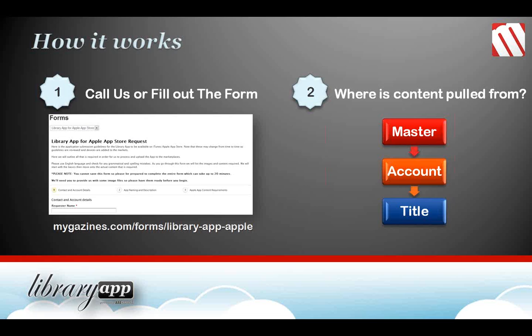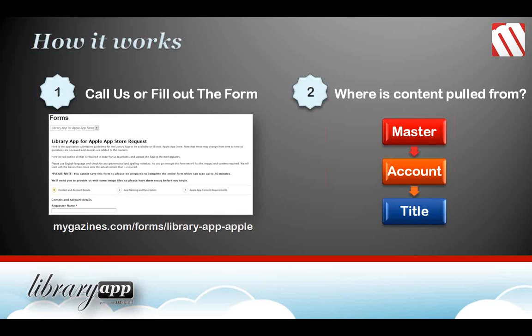Another question that we've gotten often is, what type of content can I actually put onto my device or onto my library app? You have three choices in determining where to map that content to pull from. If you have a master account with Magazines, you can pull all content that sits within all accounts, all titles, and all issues by tying it to the master account as the map.